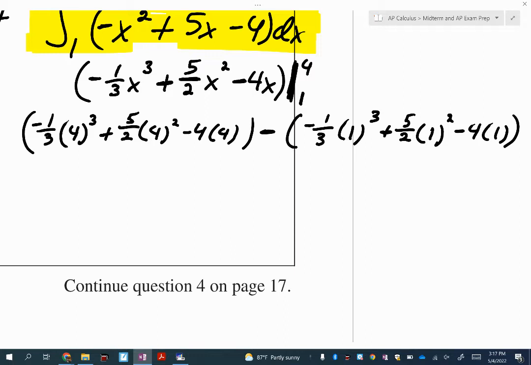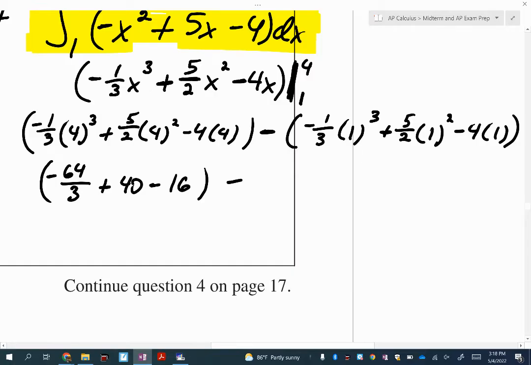Okay. You ready? 4 cubed. 4 cubed. 64. Excellent. So that's going to be negative 64/3 plus 4 squared, 16, divided by 2. 16 divided by 2 is 8. Hey, good to see you. 8 times 5, 40. Minus 4 times 4. 16. Okay, let's go over here.